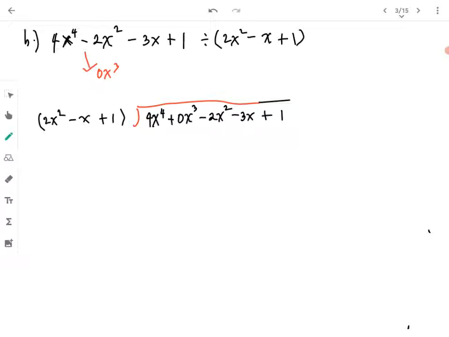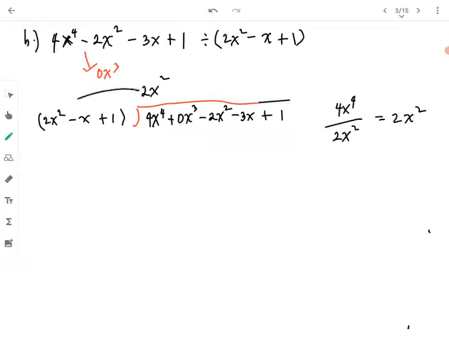So what we're going to do is, again, the same thing. First term divided by the first term. So it's 4x raised to 4 divided by 2x squared. So 4 and 2 gives us 2, and x raised to 4 divided by x squared is x squared. So we will have 2x squared. Again, distribute that to this, then multiply to that, then multiply to that.